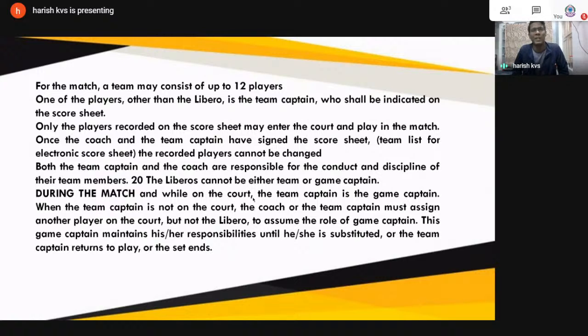If a captain is substituted in the middle of the game, one of the other players would be nominated as the captain of the team, and he would be called the game captain. So it is simple. During the match and while on the court, the team captain is the game captain, as I have mentioned just now. The difference between the team captain and game captain is that the game captain is for a temporary time. The moment the team captain gets injured or is substituted due to some technical reason, some other player is nominated, and he would be called the game captain. Other than that, for the whole match, the actual captain would be holding the responsibilities of a captain.